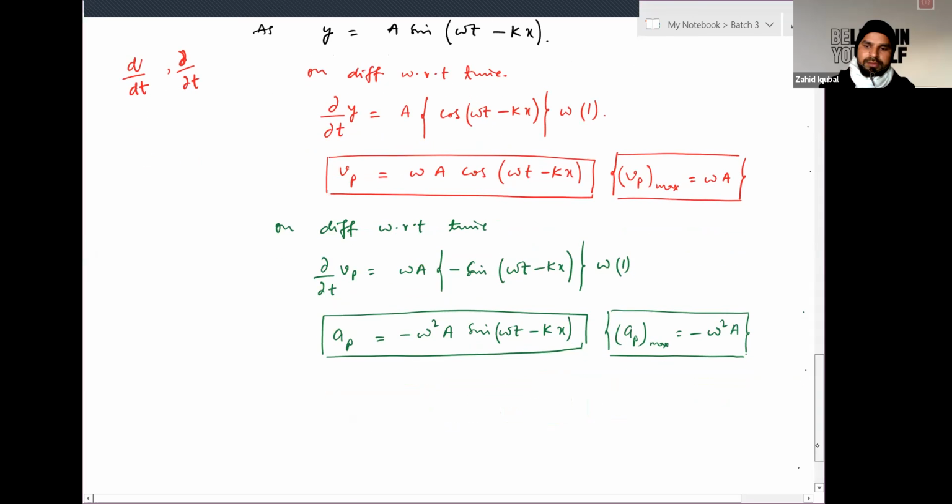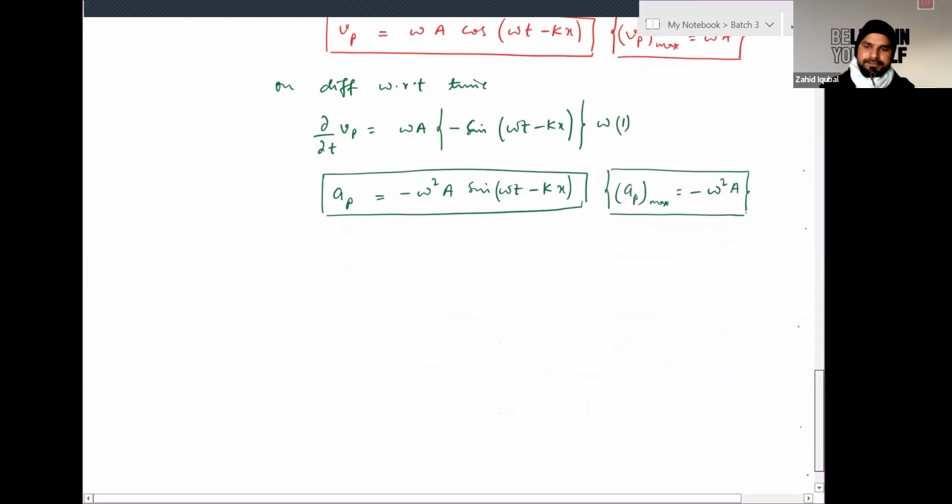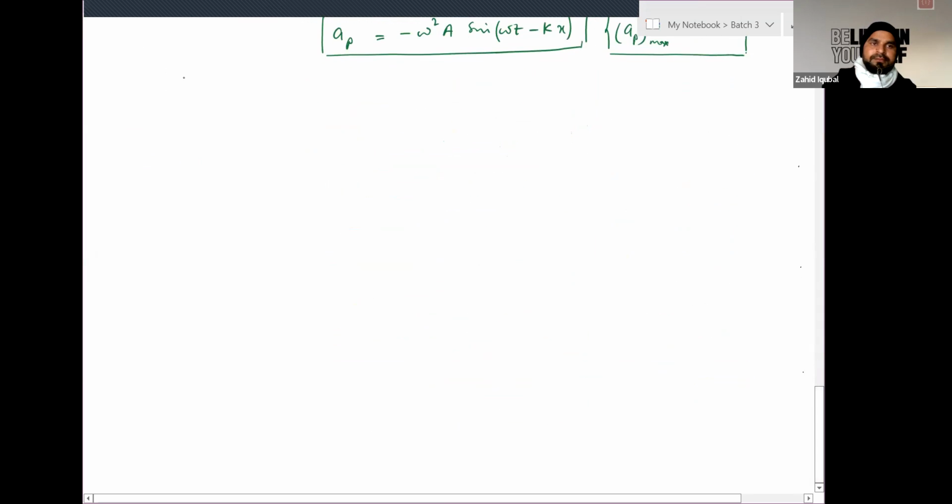Now, there will be a question to define the relation between particle velocity and phase or wave velocity. So let me define you: particle velocity and phase or wave velocity.